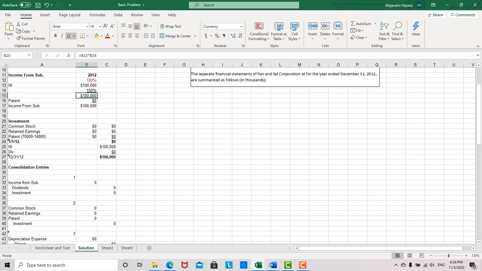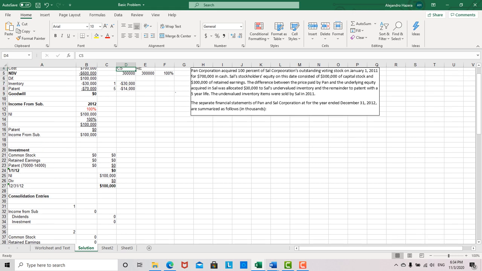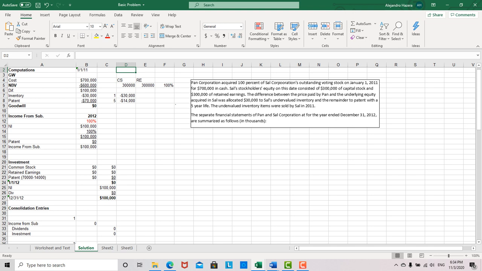Okay, now the patent. What are the things that we could take out here? We could take out the inventory or the patent. The problem with inventory is it was taken out in 2011. Notice the text of the problem. It says 30,000 is allocated to inventory, and that undervalued inventory items were sold by the subsidiary in 2011. So that was subtracted from net income and taken out of the investment account.